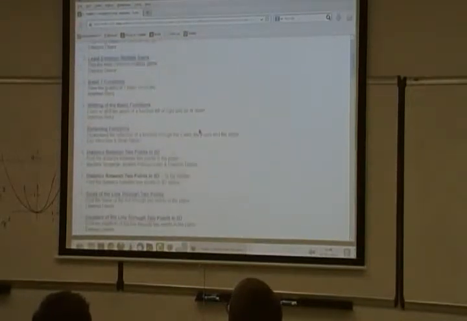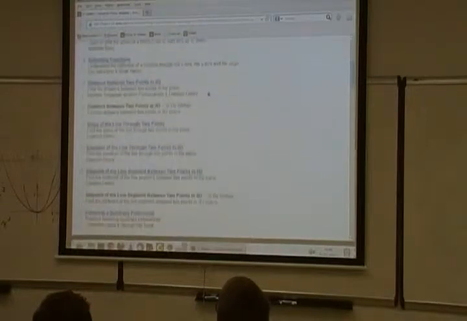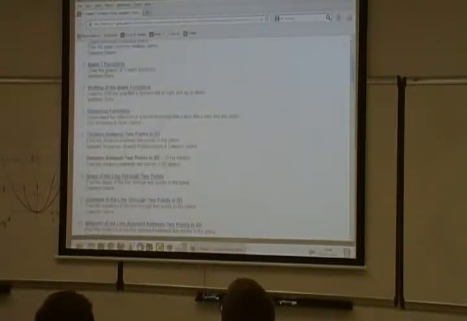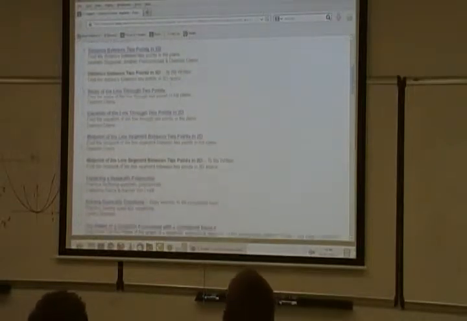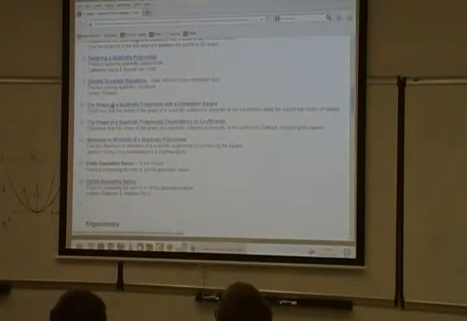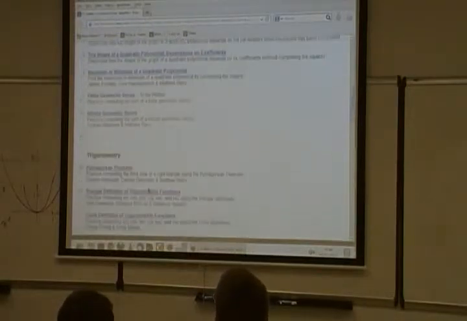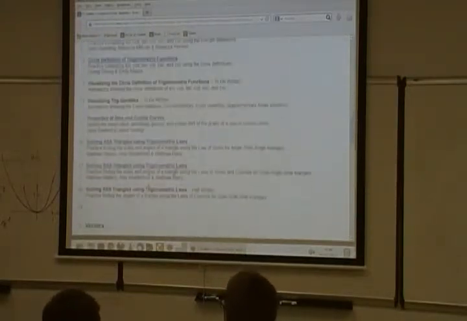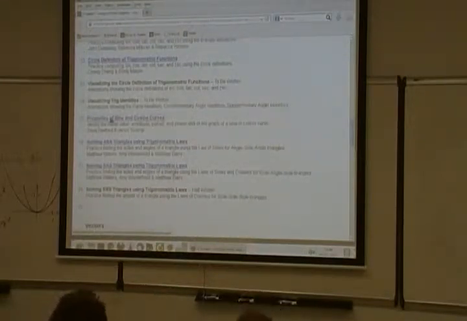Okay, so shifting, reflecting. I don't have one in here on scaling functions. If somebody would like to make one on scaling functions, we'll put it in here with shifting, reflecting, scaling is the other one. However, there's one here on the shape of a trig function. Where is it? There it is. Properties of sine and cosine curves.